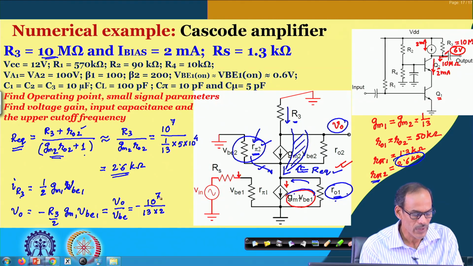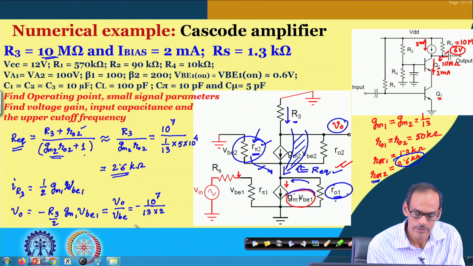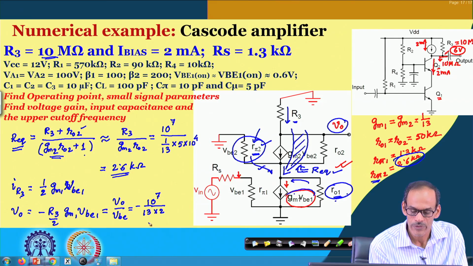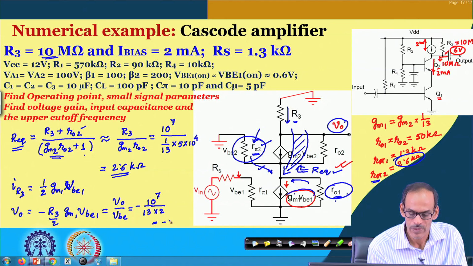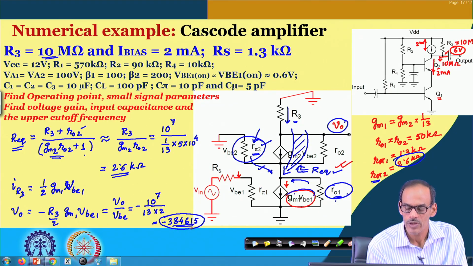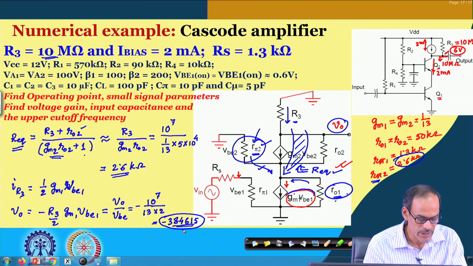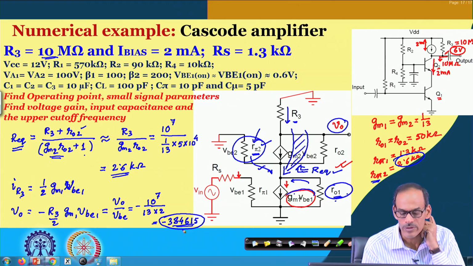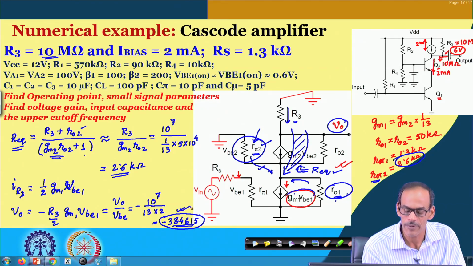And in fact, if you calculate this value, it will be coming roughly minus 384,615. It is a big number, right. You may recall, compared to the normal CE amplifier, the gain was just 204. So, compared to that, this is very high.